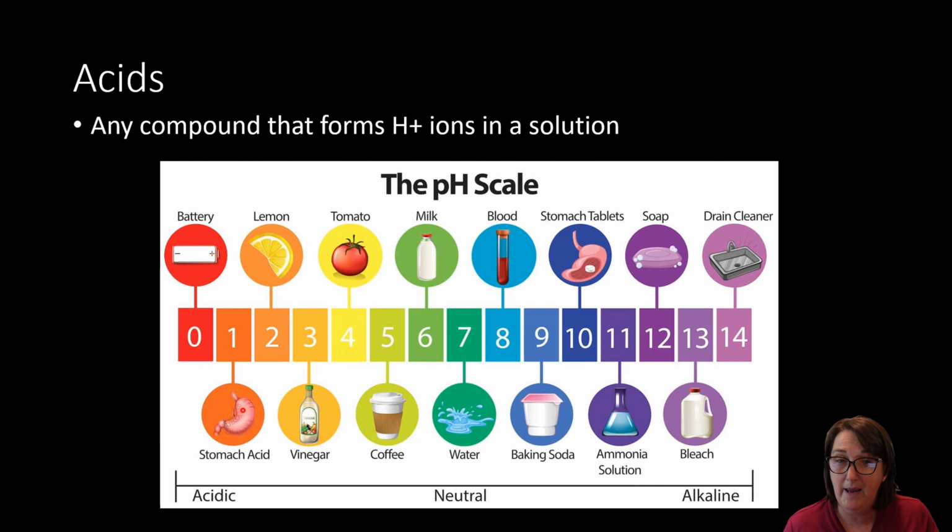So you'll take a base, some type of stomach tablet, and what you're doing is you're adding these hydroxide ions into your stomach to help neutralize your stomach acid, and you're turning it into water. And that helps to lower the acidic level. It releases that burn because you're combining those two ions to produce a water molecule.